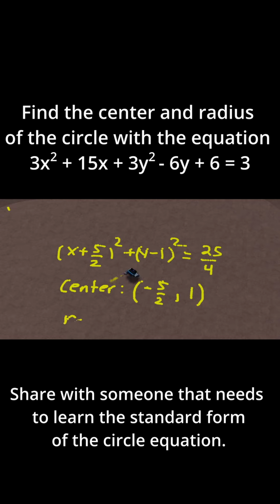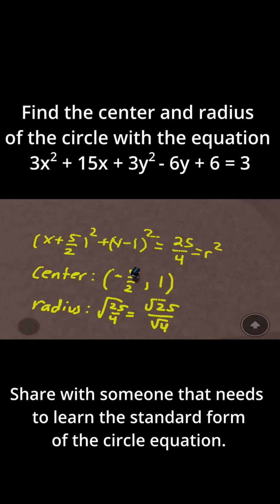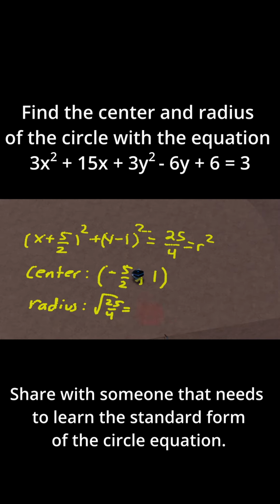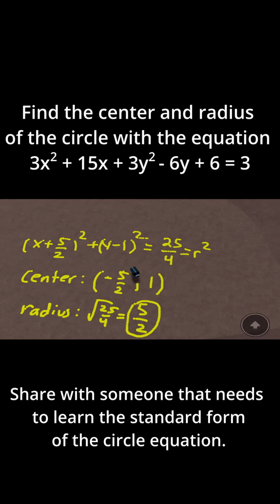And for the radius, all you need to do is take your r squared, that's 25 over 4, and take the square root of it. So the radius is just the square root of 25 over 4, and that is equal to the square root of 25 over the square root of 4. And the square root of 25 is just 5, and the square root of 4 is just 2. So our radius is just 5 over 2. So that's it. The center of the circle is minus 5 over 2, comma 1, and the radius is just 5 over 2.